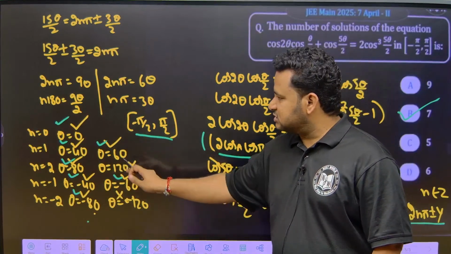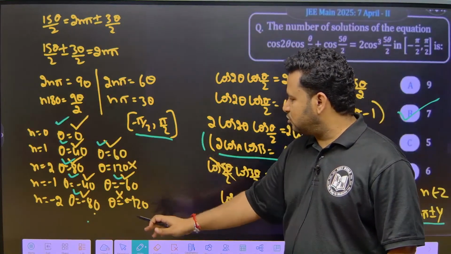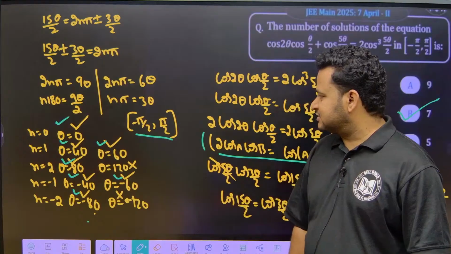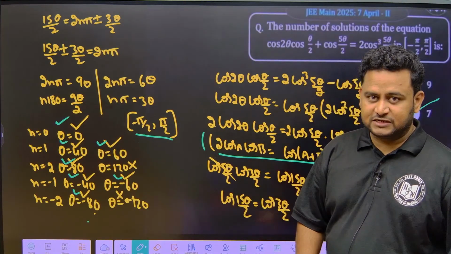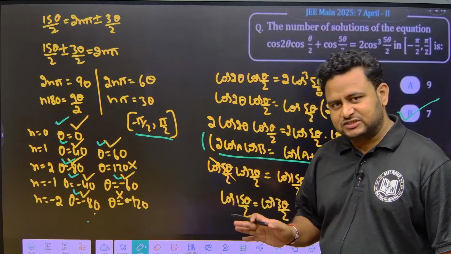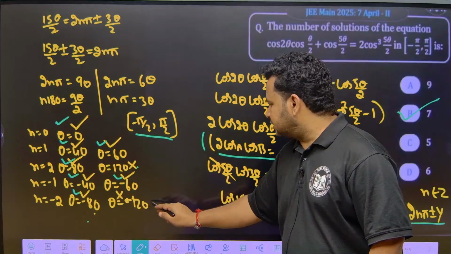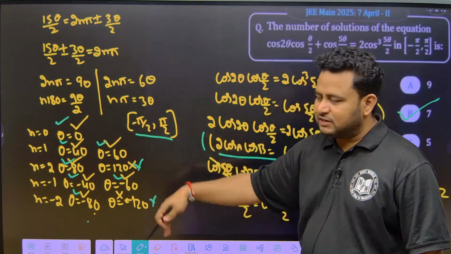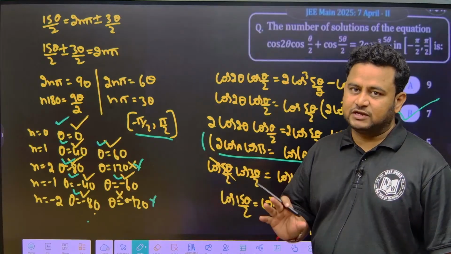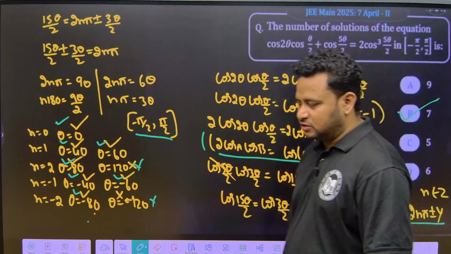So, using this it will satisfy the conditions from theta equal to 0 up till minus 80 and plus 80, that is all. Beyond that we cannot go, because the domain is minus pi by 2 to plus pi by 2, which is nothing but minus 90 to plus 90. So, these two values will go beyond the domain, so we cannot take these two values. If you count the number of values, there are 7 values of theta. So, the number of solutions is 7. This is how we got to solve this question, friends.